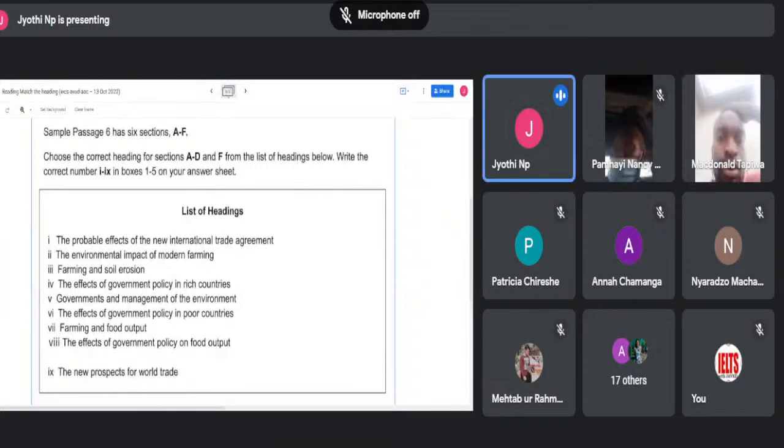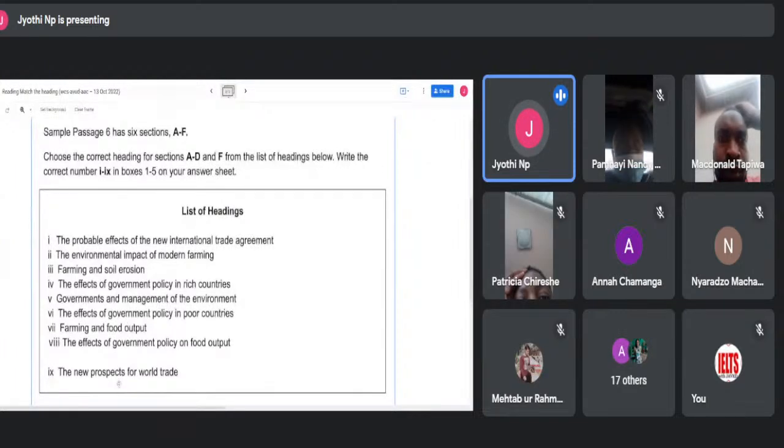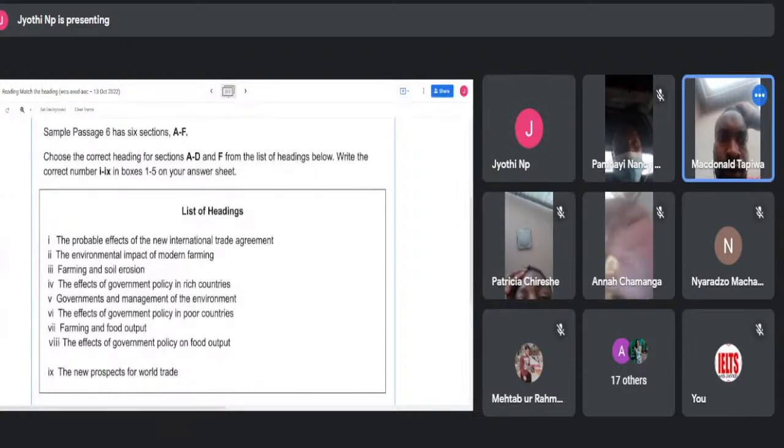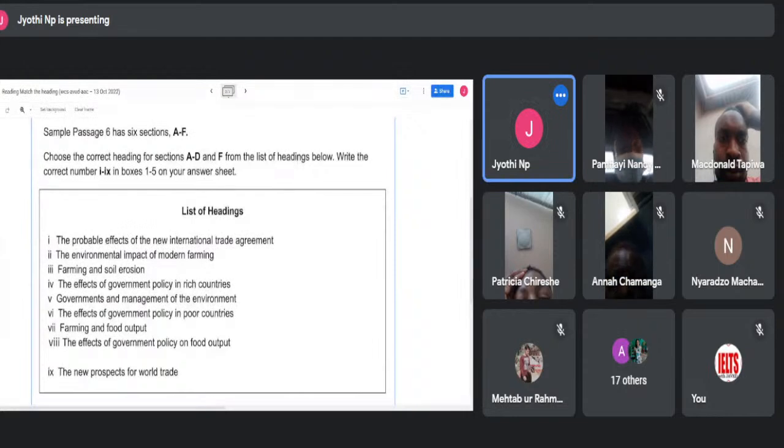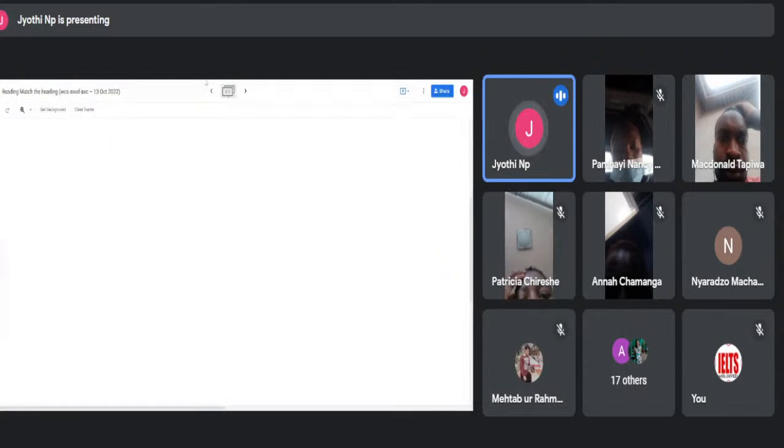Okay, thank you. Right. So here basically this is how the instructions read. You have six sections, A to F, and you have to choose the heading for sections A to D and F, with the headings, and one example, E, is already given below. Okay, so this is the way you will get the questions.